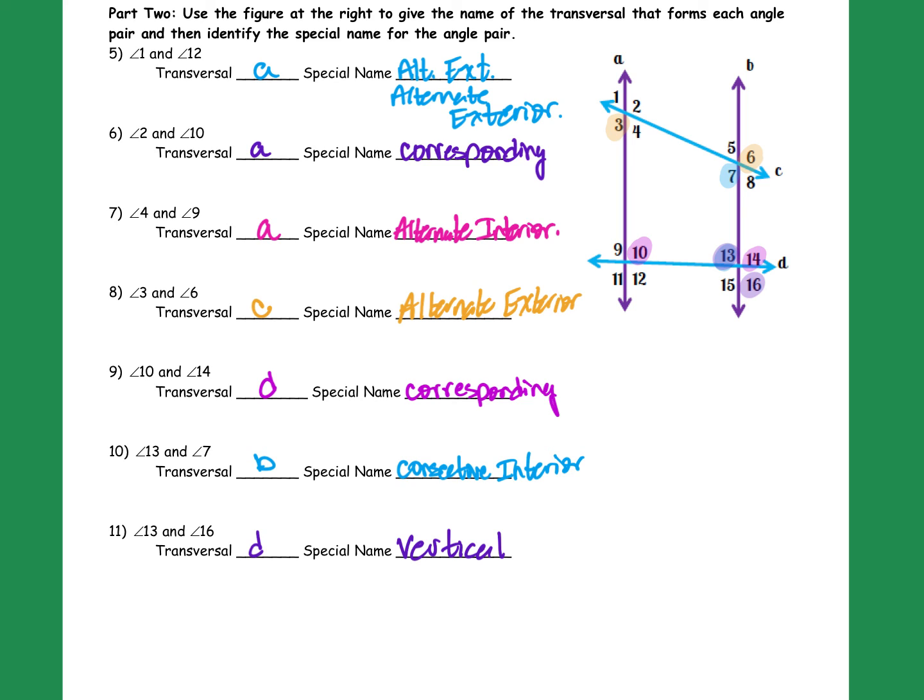Okay, vertical, right? Because they're right opposite of each other. I have the word in my head, but I'm going to just say each other because they're the same. They are the same, but the name of them is vertical. Good, because they share a vertex.